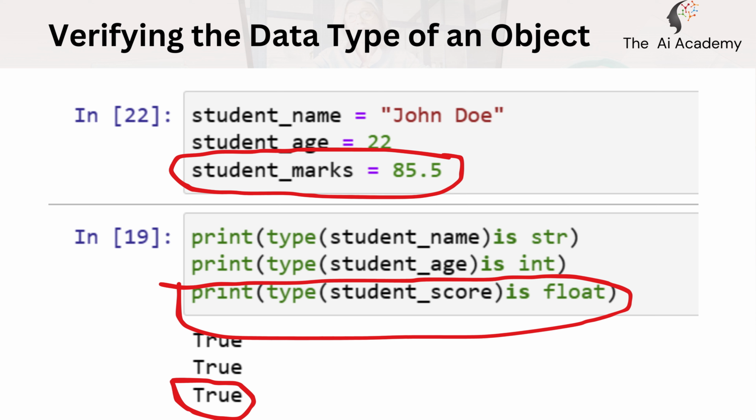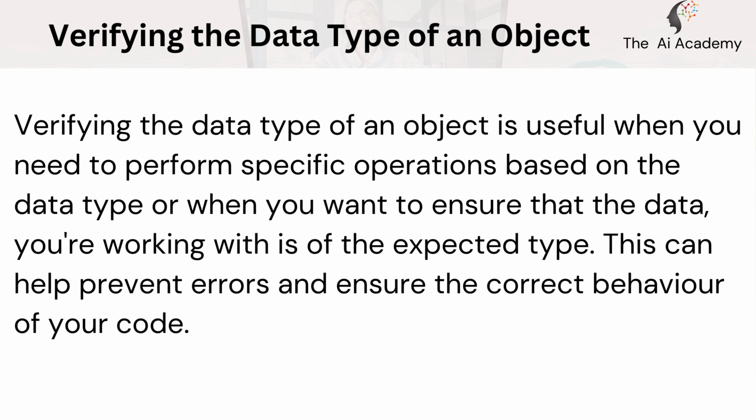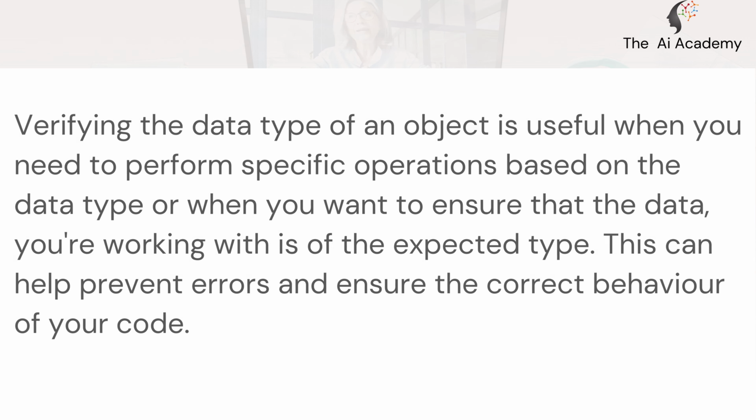As mentioned, the output of these expressions will always be a Boolean value, true or false, indicating whether the object is of the specified data type or not. Verifying the data type of an object is useful when you need to perform specific operations based on the data type or when you want to ensure that the data you're working with is of the expected type. This can help prevent errors and ensure the correct behavior of your code.